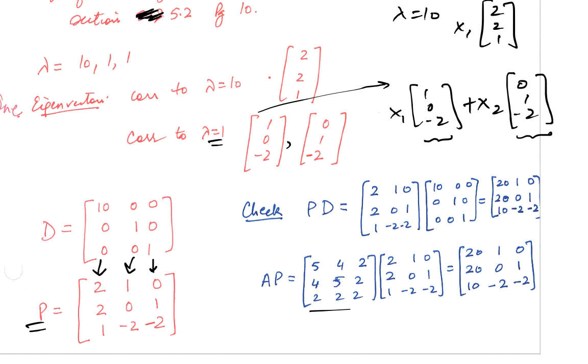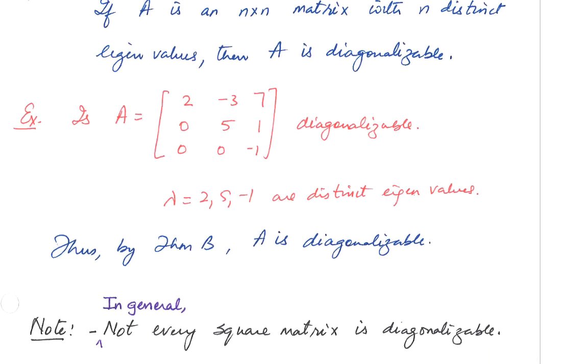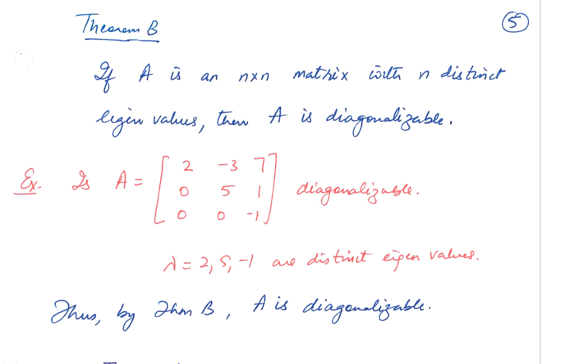Very important, another theorem related to diagonalizable. This is naming it theorem B, guys. If A is an n cross n matrix with n distinct eigenvalues, then A is also diagonalizable. The question is, is every matrix diagonalizable? Nope.